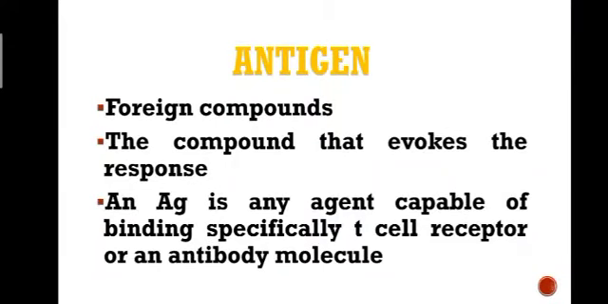Adaptive immune responses arise as a result of exposure to foreign compounds, and the compound that evokes the response is referred to as an antigen, a term initially coined due to the ability of these compounds to cause antibody responses to be generated. An antigen is any agent capable of binding specifically to a T cell receptor or an antibody molecule, and may be membrane bound or soluble.